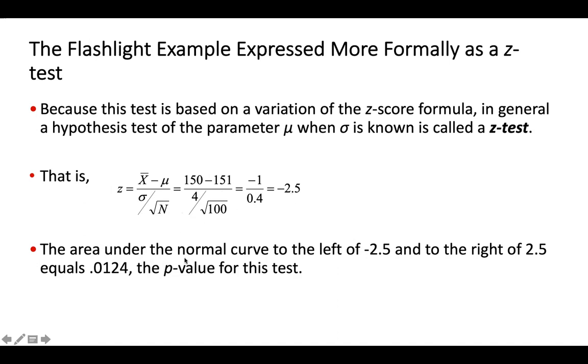Yeah, and the area under the normal curve to the left of minus 2.5 and to the right of 2.5 equals 0.024. Yeah, that's the p-value for this test. So that means 1.24% of all values under the standard normal distribution are more extreme than minus 2.5 or plus 2.5.